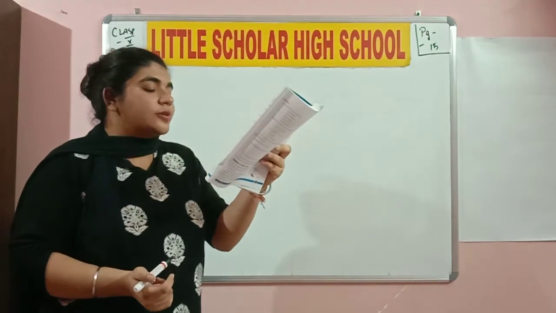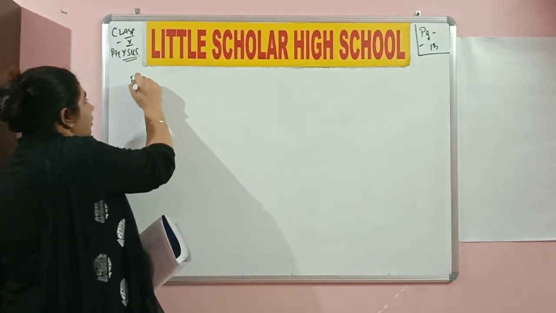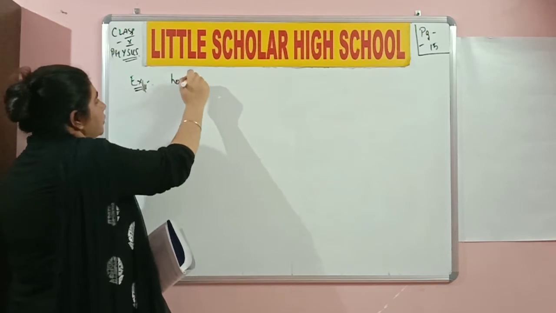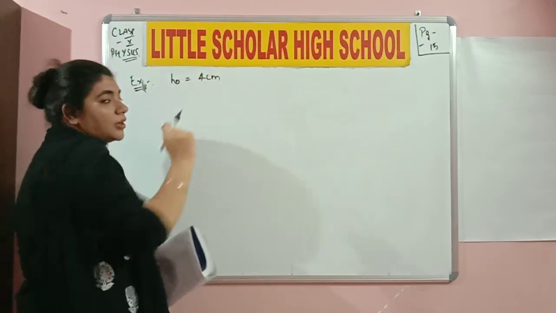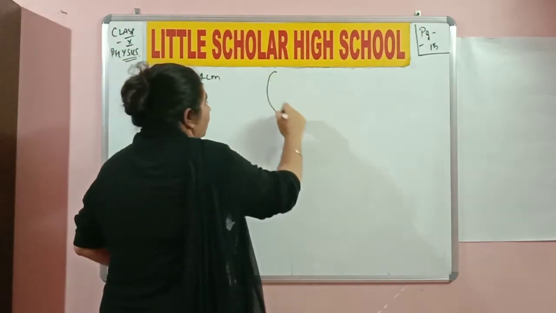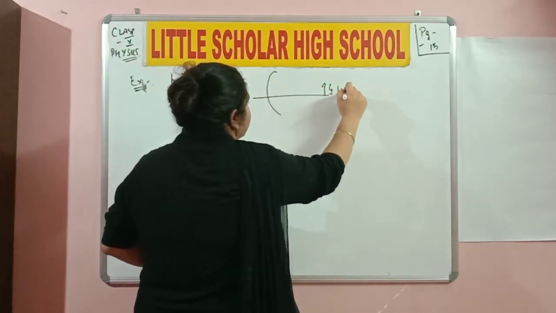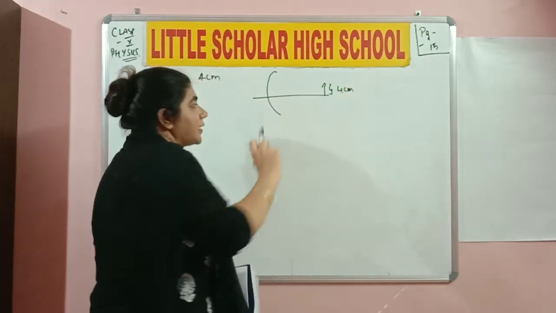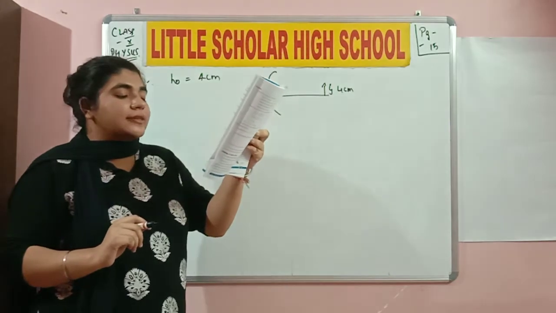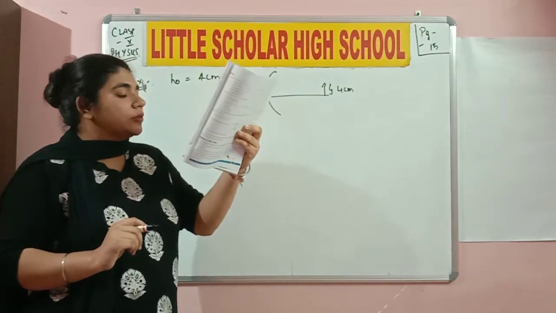An object 4 centimeter in size. This means they have given us the height of the object, which is nothing but 4 centimeters. 4 centimeters in size. What does it mean? If this is the concave mirror and this is the object, the height of the object is nothing but 4 centimeters. That's the size. Fine. An object 4 centimeter in size is placed at 25 centimeter in front of a concave mirror.